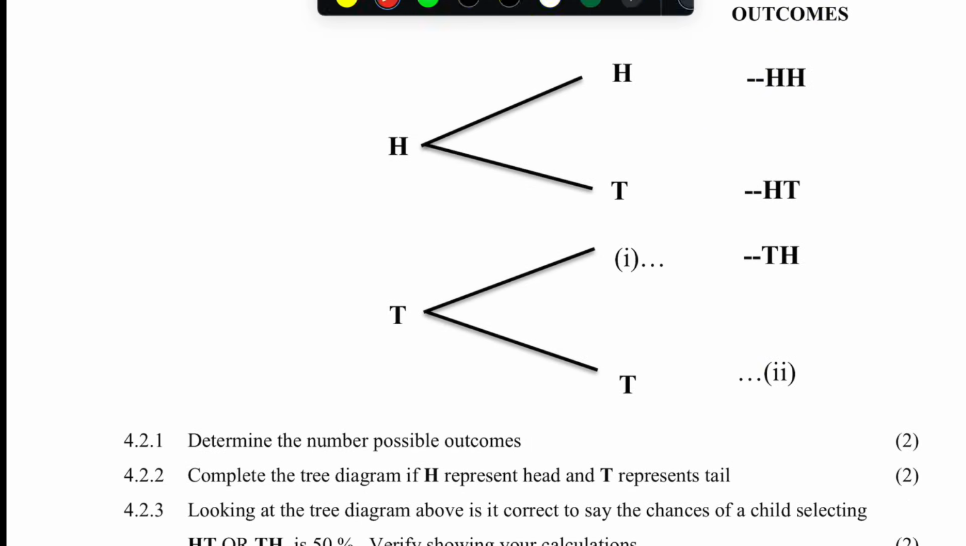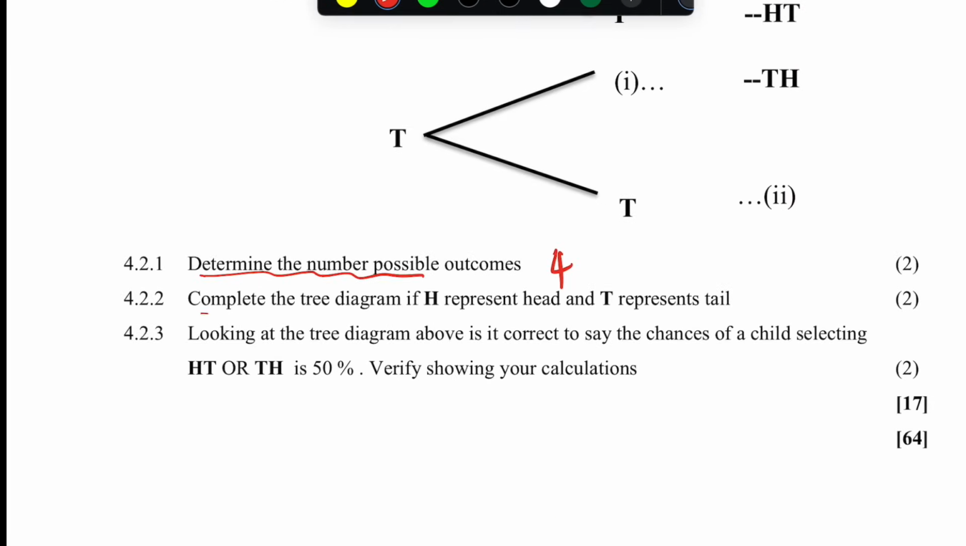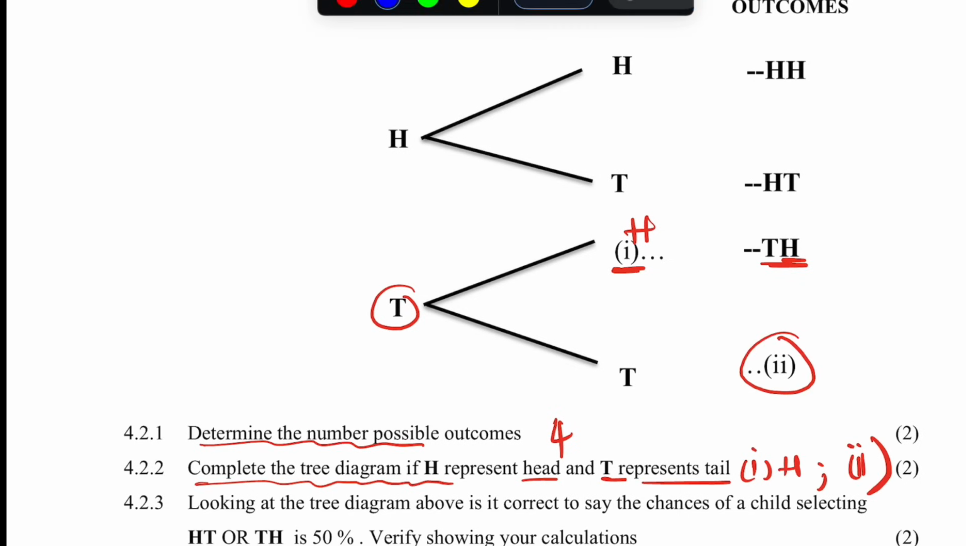Here it says determine the number of possible outcomes. How many possible outcomes if you toss the coin twice? 1, 2, 3, 4. The answer is 4. Simple. Complete the tree diagram if H represents the head and T represents the tail. So completing the diagram, I'm going to start with the first one. We were told that the outcome here is a tail, and this is supposed to be a head. So the answer there is the head. And completing that one, we have a tail and a tail. The outcome is going to be tail and tail.